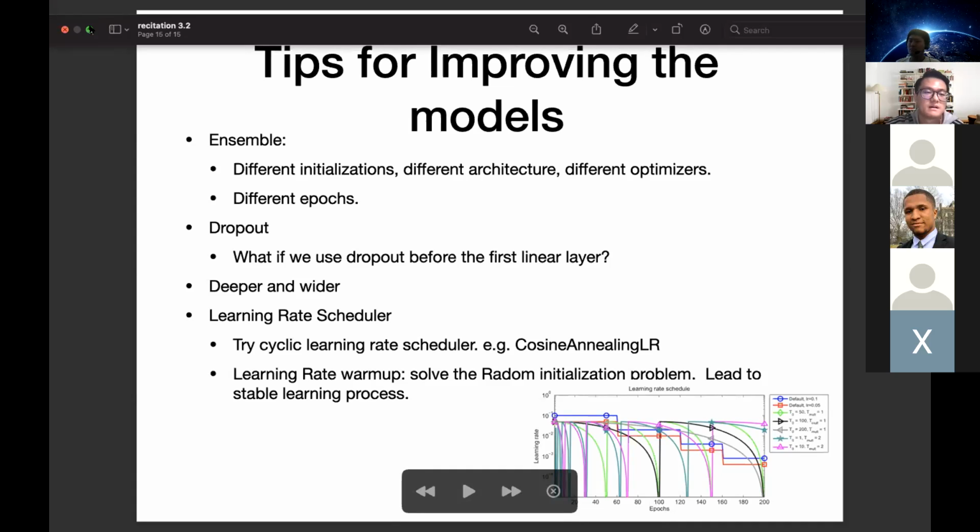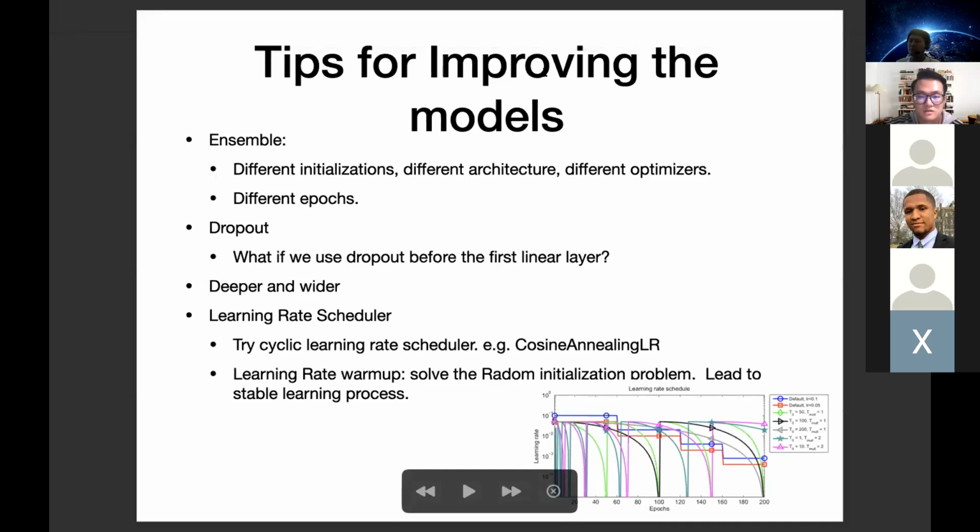this recitation part two. But I will also go through some code for this part, though it will be very quick.